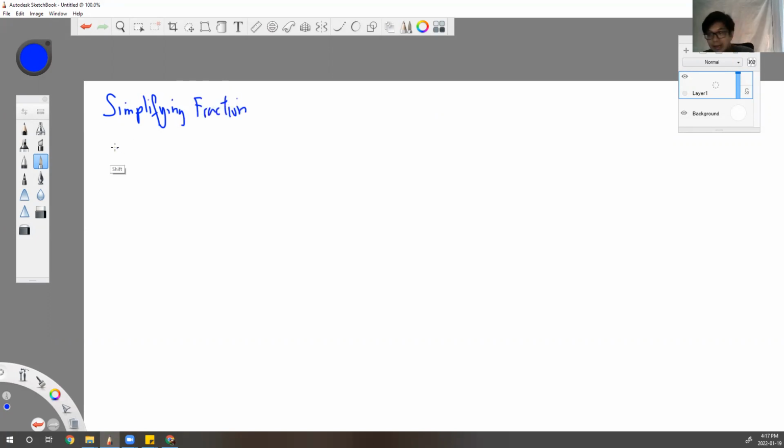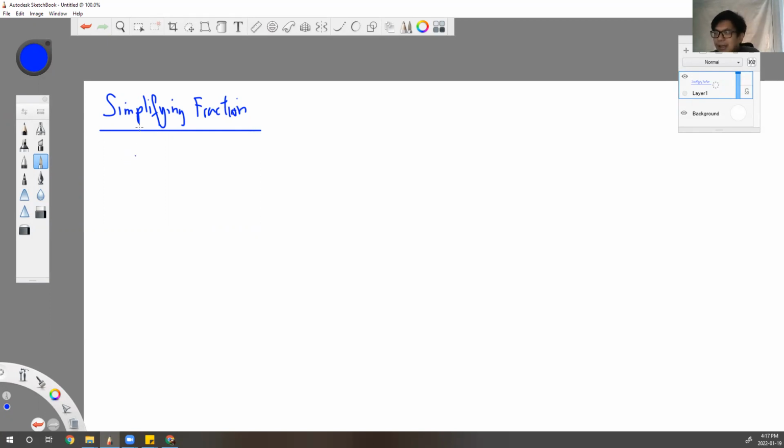Okay, so what is a fraction? A fraction is a number that is in between whole numbers, for example, integers. For example, in between 0 and 1. So what is the number? The number in between 0 and 1 might be half, 1 over 2, 1 over 3, 1 over 4, 1 over 5, and so on. But we need to simplify the fraction in order to make it easier to see.